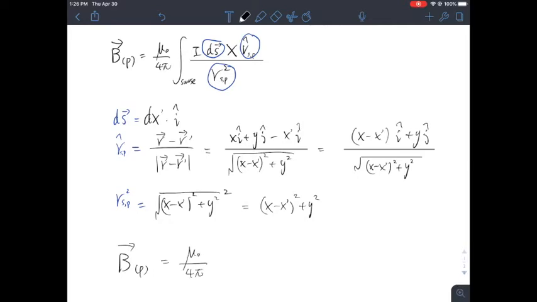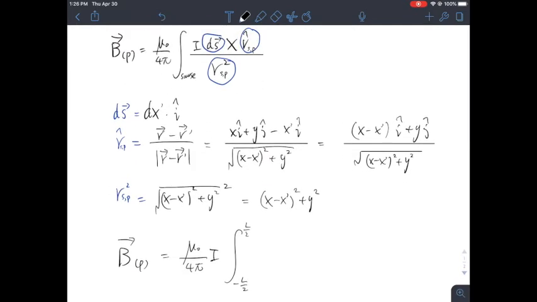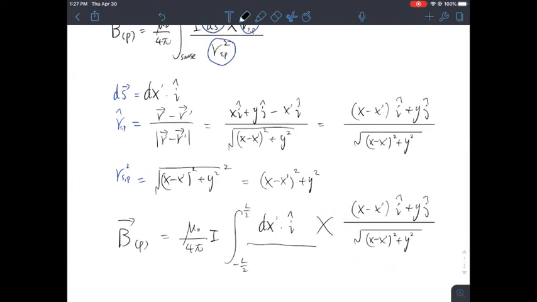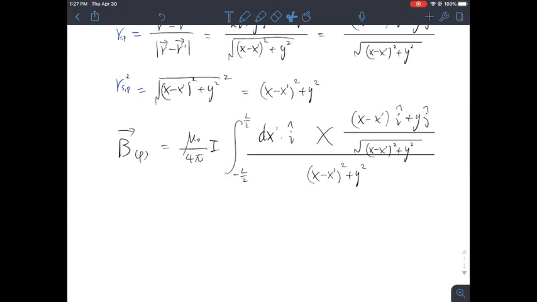Then we just plug them back into our original equation. I is a constant. So let's integrate from negative L over 2 to L over 2, because we can see the wire and the coordinate system is at the middle of the wire. Then we just copy and paste to plug them back in. We have dx prime times i hat cross the unit vector r hat, all of it divided by r squared, which we copy and paste here.